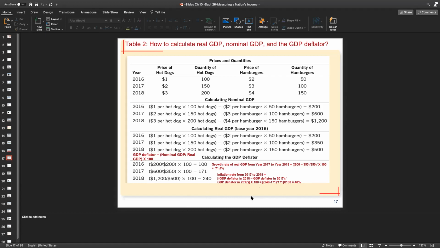Remember that in all these percentages, when we are calculating one year based on the previous year or base year, the base year is in the denominator, and we subtract the new year from the previous year, divided by the previous year or the base year, to calculate the inflation rate or basically the growth rate.